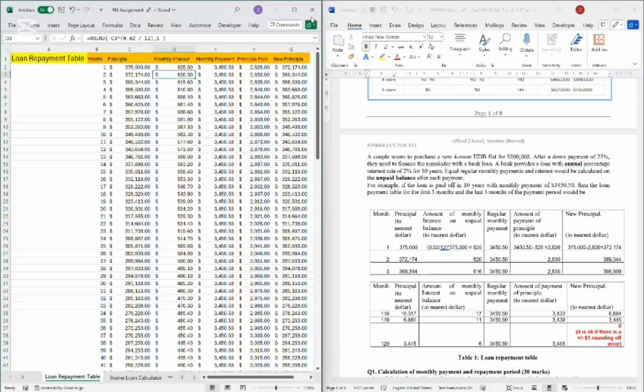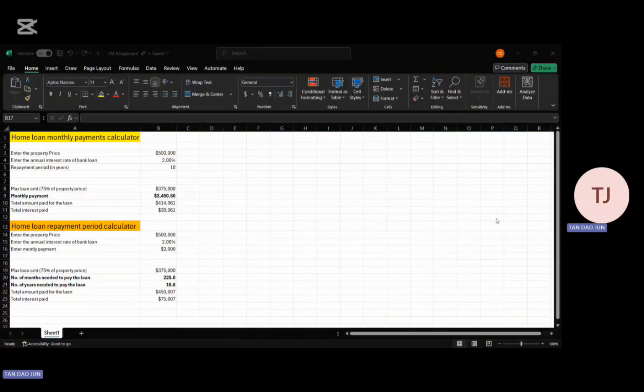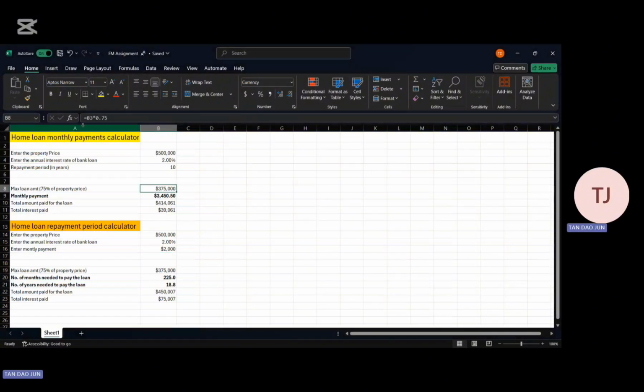Thank you. I'm Jane and I'll be talking about the monthly payment calculator and the repayment period calculator. So we are able to enter the property price, the annual interest rate, and the repayment period by ourselves. The max loan amount is basically 75% of the property price.